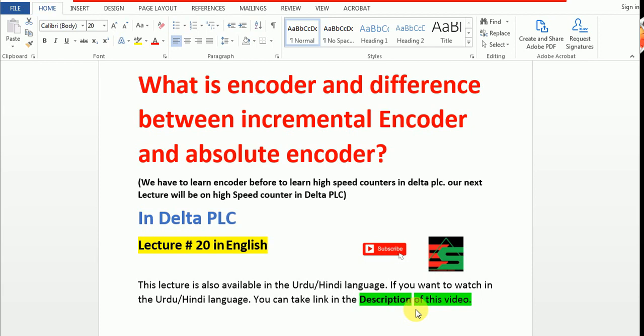Today our topic is encoder. What is the encoder, and what is the difference between incremental encoder and absolute encoder? The high-speed counters in Delta PLC are mostly used for encoders, so we have to learn encoders before we learn high-speed counter in Delta PLC. Our next lecture, lecture number 21, will be on high-speed counter in Delta PLC.